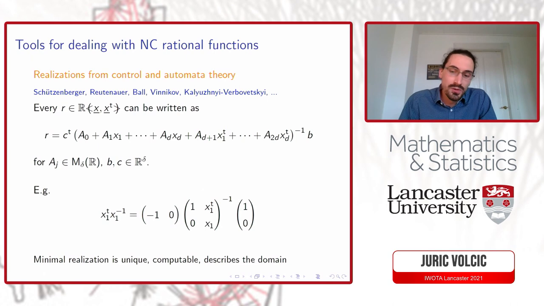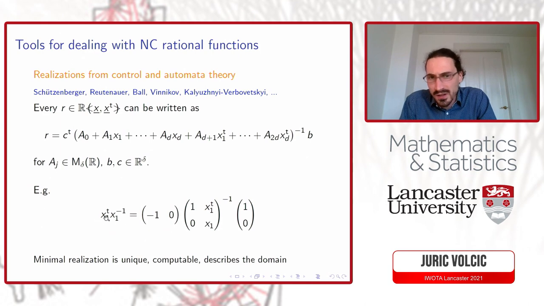Just a few words about what the tools are when I deal with non-commutative rational functions. So the first one is the so-called realizations, coming from control theory and automata theory. The point is that whenever I have an NC rational function, I can always represent it like that: as some row vector times the inverse of an affine matrix times a column vector.